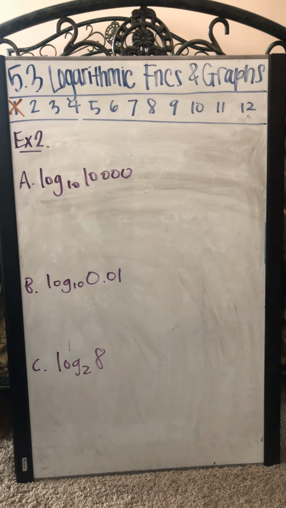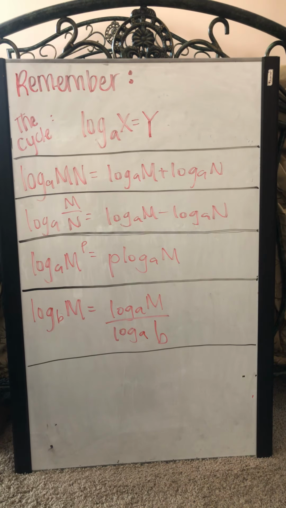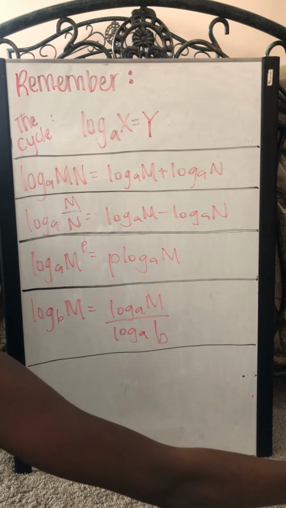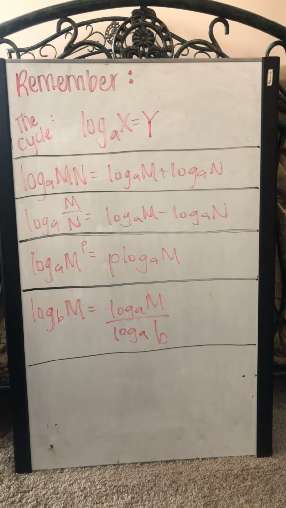Alrighty, so we're moving on to example 2. Before we go over this, there was a list on your homework of things that I told you guys needed to have memorized. That list is right here. Essentially, this first one is called the cycle.